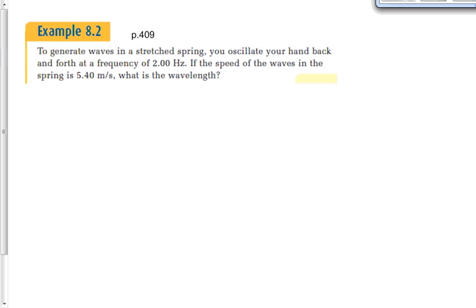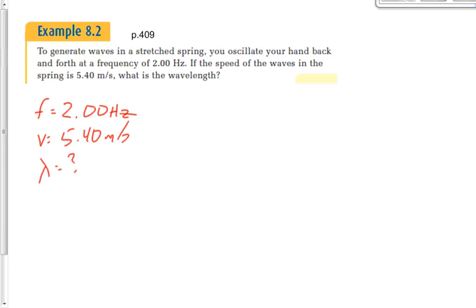We got the frequency of the wave, and the frequency of the wave never changes. So even if that wave is to go into a new material and change speed and change wavelength, the frequency of the wave is dependent only upon what caused it, and that's your hand vibrating back and forth at 2 cycles per second. That's not going to change, the frequency, unless you change the way your hand is moving. The speed of the wave is 5.40 meters per second, and we're looking for the wavelength.